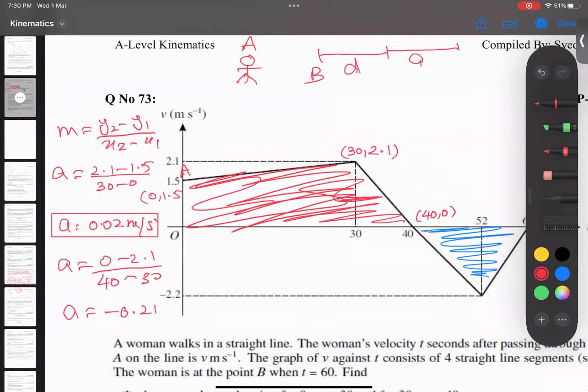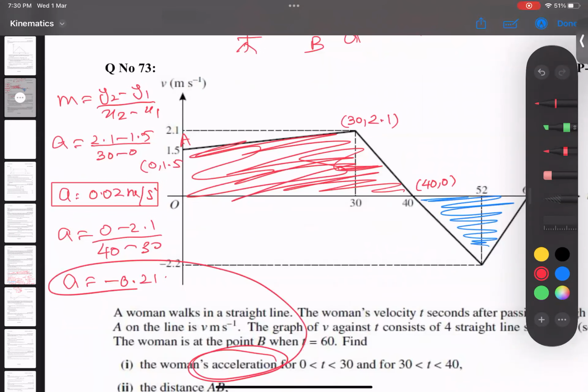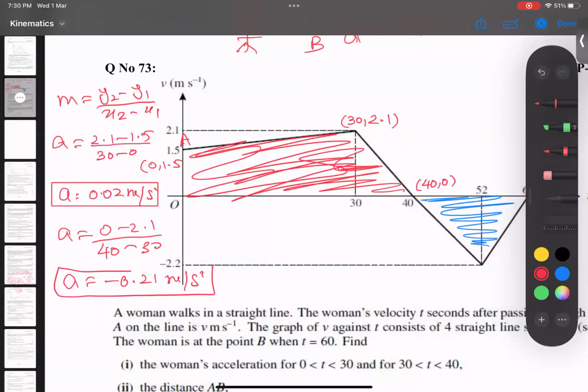So the answer is coming negative 0.21 meters per second squared. But he asked for acceleration, so I will keep it as it is. I will not remove the sign. The logic is that he is asking us for acceleration. If he asked us for deceleration, then I must remove the sign. I think it is a very clear approach, so this part is very clear.